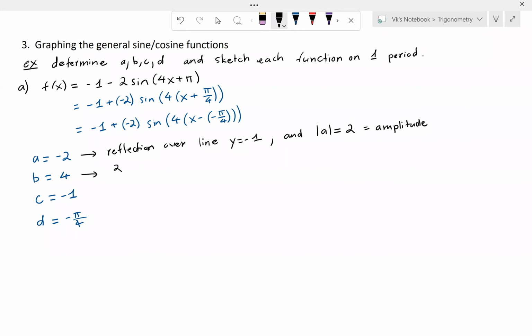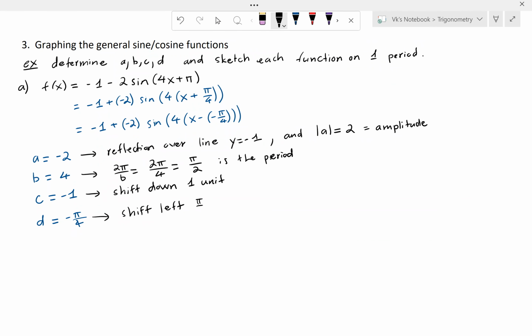b = 4 tells us that 2 pi over b is 2 pi over 4, which is pi over 2, the period. c = -1 tells us to shift down 1 unit. d = -pi/4 tells us to shift left pi over 4 unit. Okay. Let's sketch it.